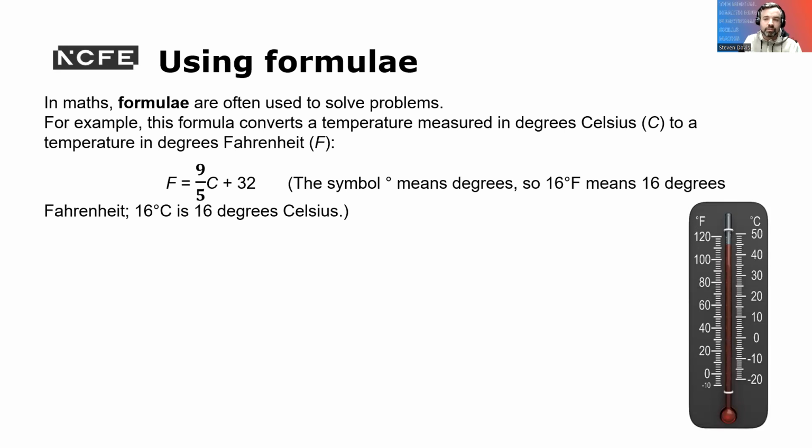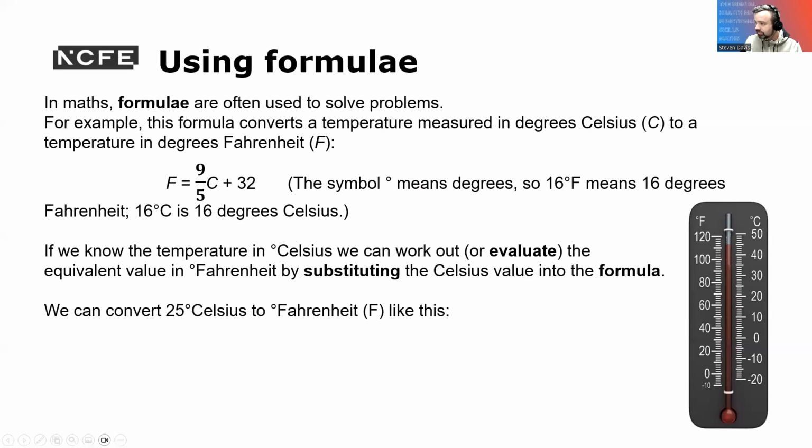So in maths, formulae are often used to solve problems. For example, this formula converts temperature measured in degrees Celsius to the temperature in Fahrenheit. Fahrenheit equals 9/5 of the Celsius plus 32. This symbol there means degrees. So 16°F means 16 degrees Fahrenheit, and 16°C is 16 degrees Celsius. If we know the temperature in Celsius, we can work out or evaluate the equivalent value in Fahrenheit by substituting the Celsius value into the formula.